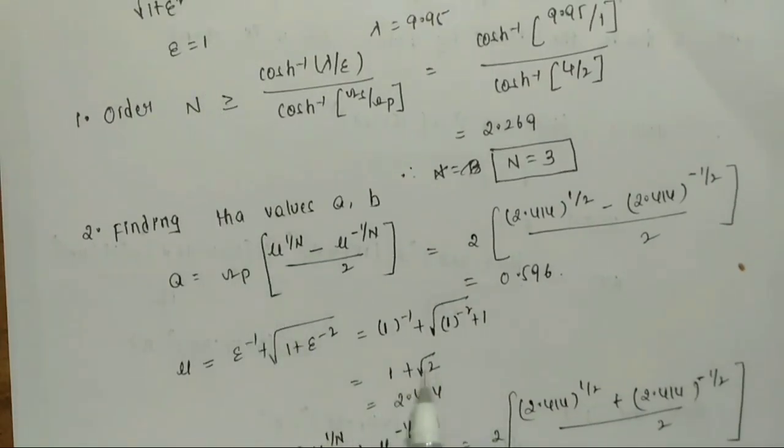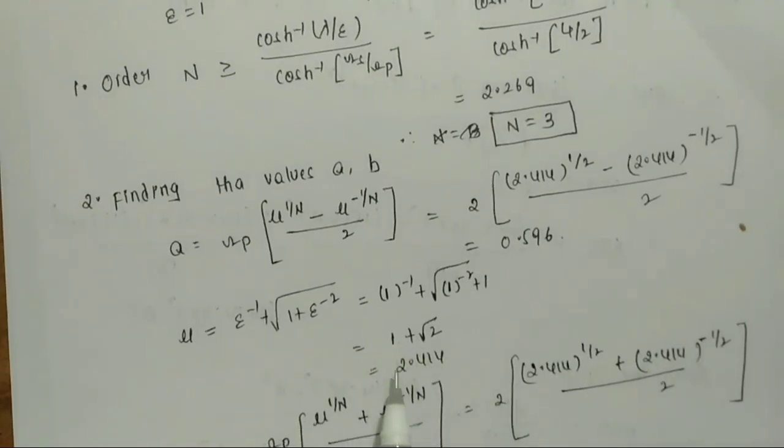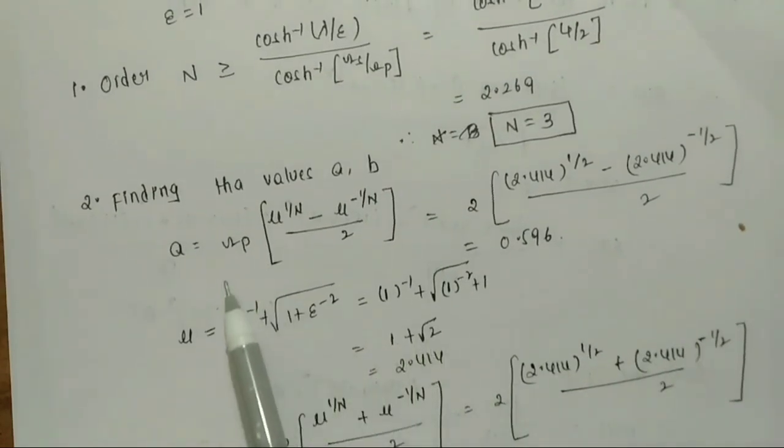Substitute this, 1 plus root 2, you will get the answer 2.414. So you got the mu value. Then we will calculate the a and b values.